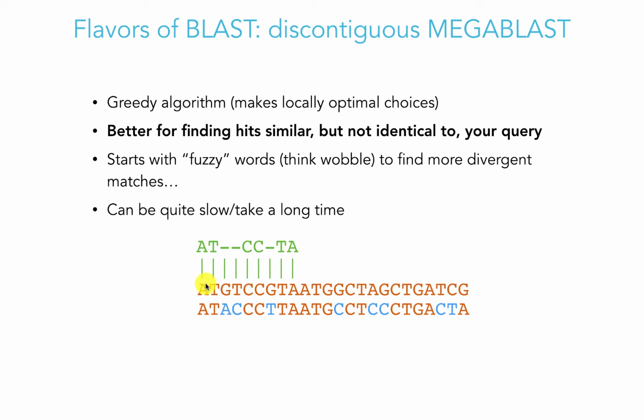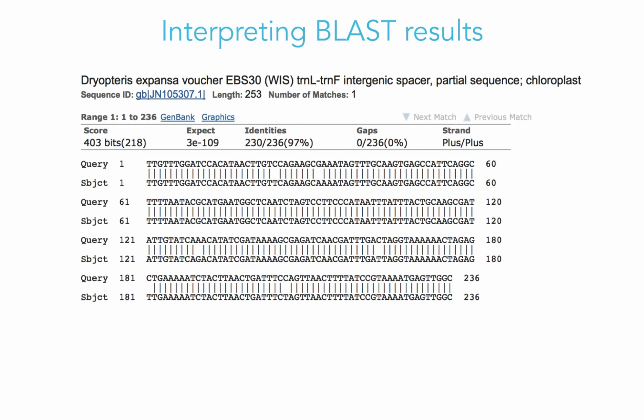It actually will use fuzzy words in some cases, where it will make some letters not actually need a match. So you can think about it as being analogous to wobble in codons. This can be quite slow relative to megablast, but can be faster than some of the other flavors of BLAST. Okay, so let's say you did a BLAST, and here is one possible BLAST output.